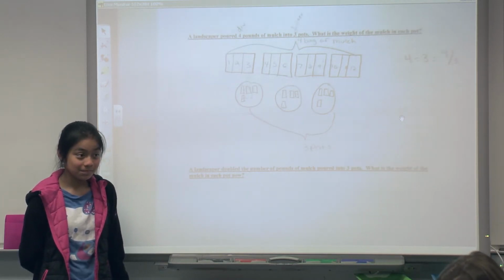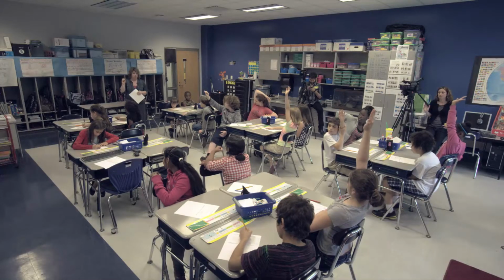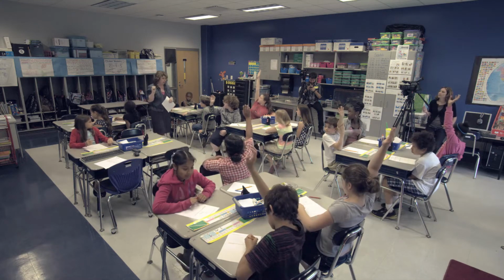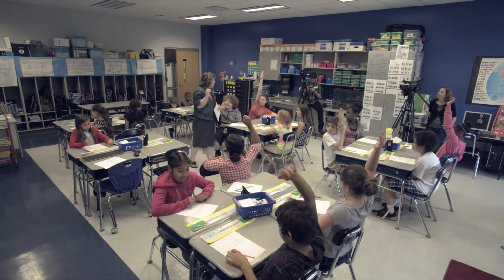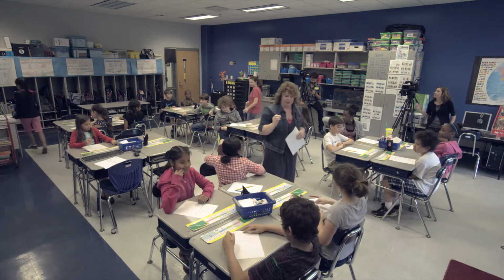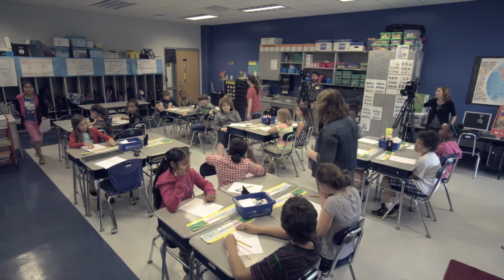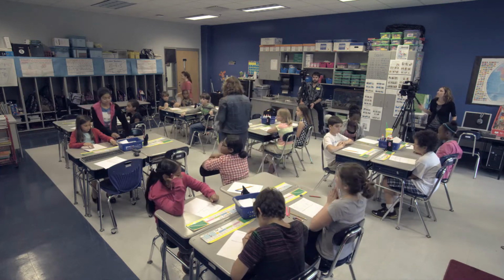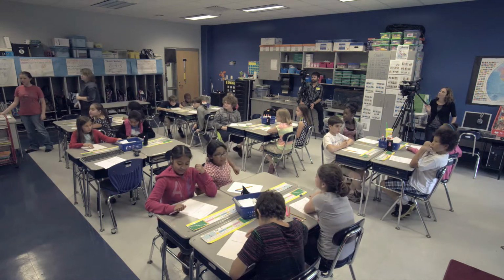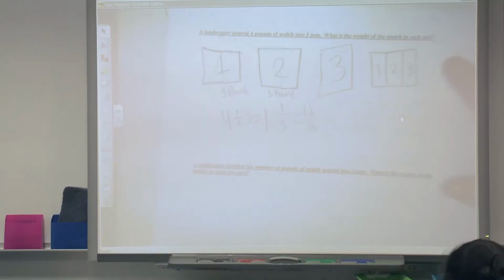Did anyone come up with a different way where they didn't end up with an improper fraction? Let me look. Okay, you can have it too. We still have a second problem. Don't get yourself excited. Get under the desk, you're going to trip me. Is that there? Yep. Go up there and tell us what happened.